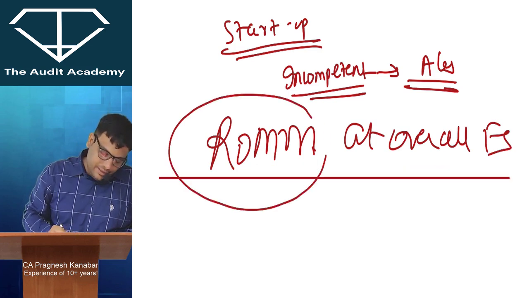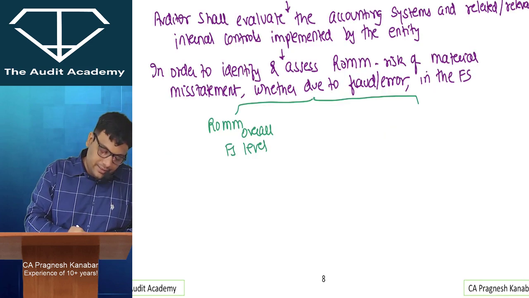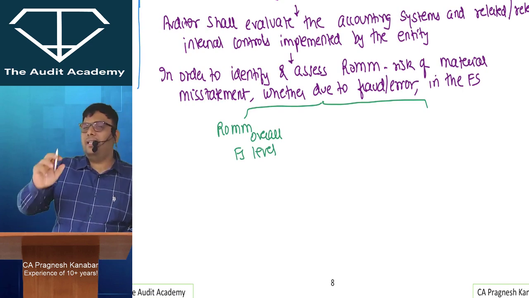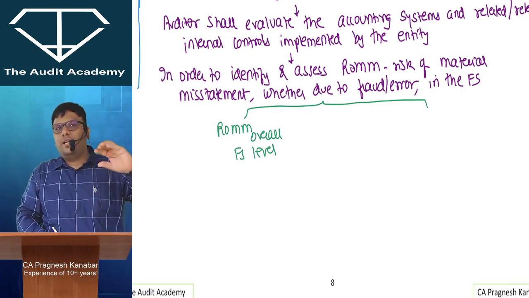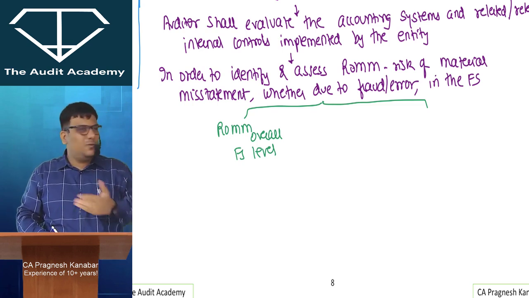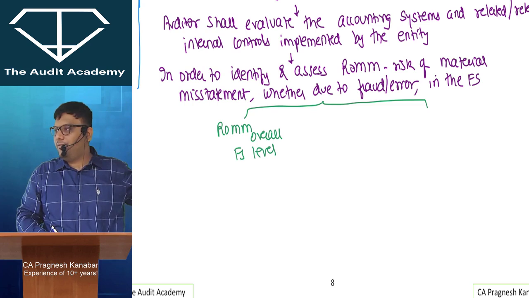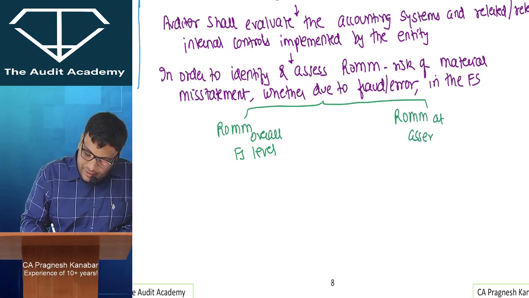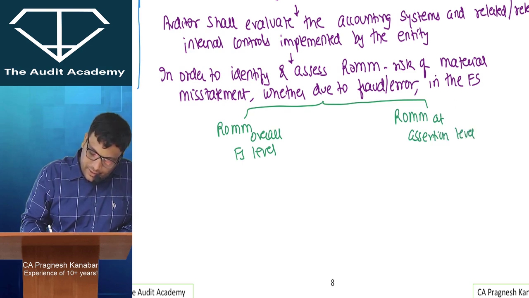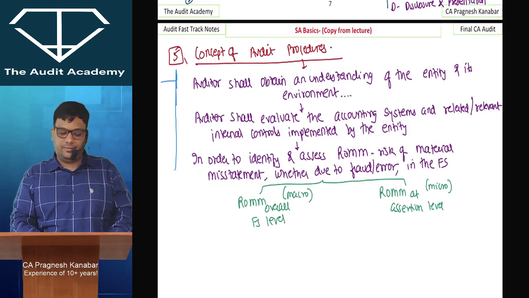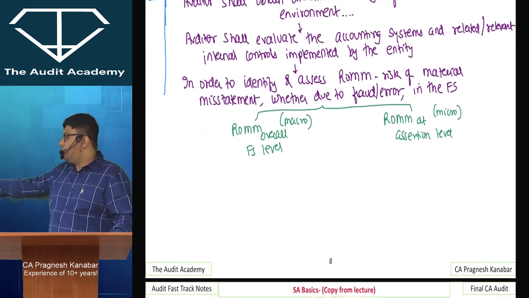So only knowing the word ROMM is not enough. You need to understand that the auditor should analyze whether there is a ROMM at overall financial statement level. Achha, when I say DMart, what do you think? What can go wrong over there? Can I say there could be a cash misappropriation possibility? Yes, there are thousands of stores. Can I say there could be some inventory misappropriation? Yes. That is called risk of material misstatement at assertion level. So one is micro analysis and the other is macro analysis. This is practical.